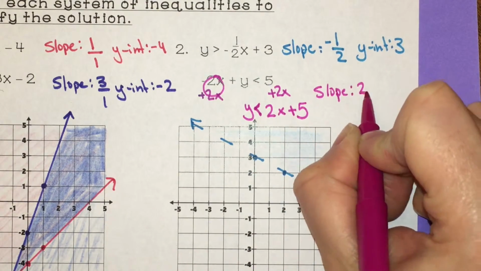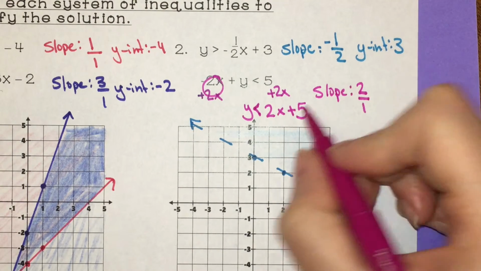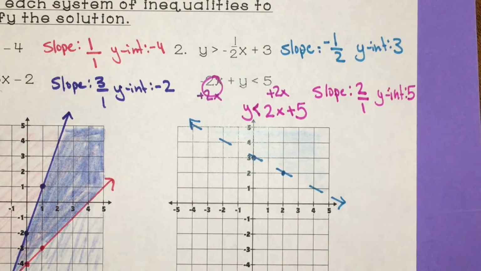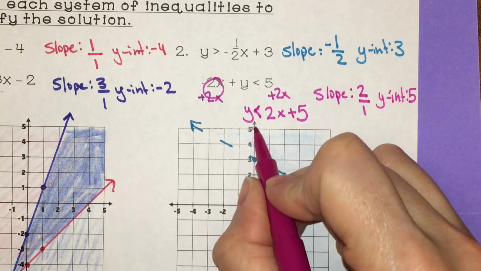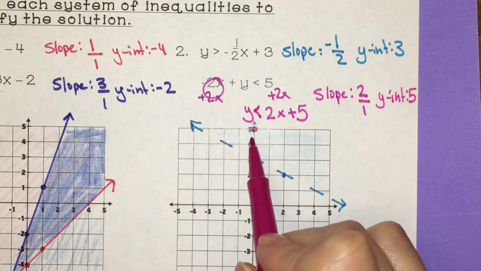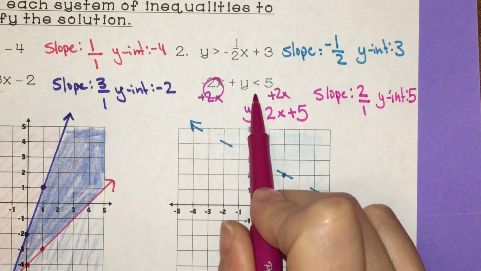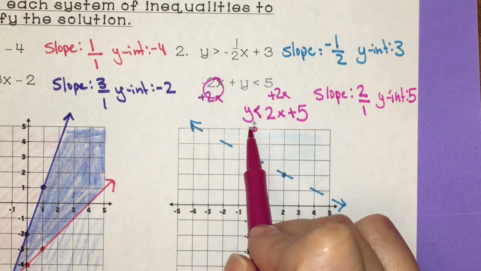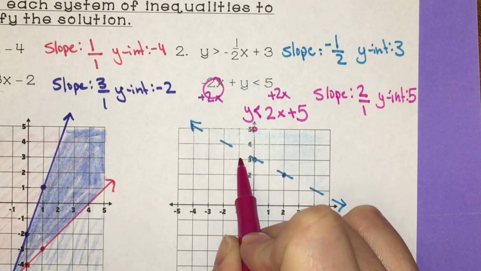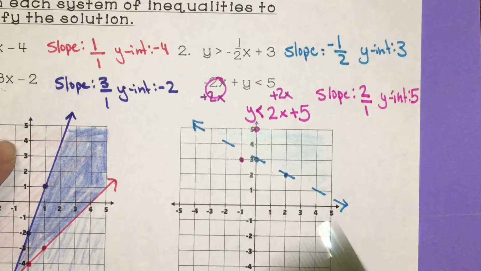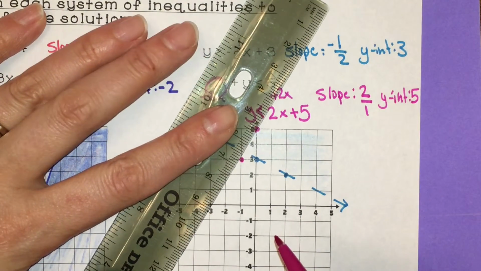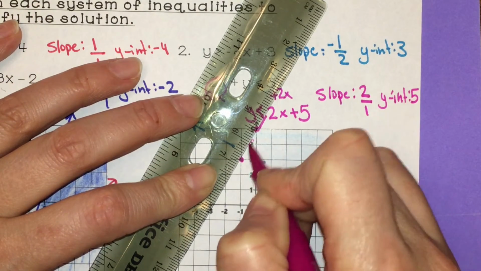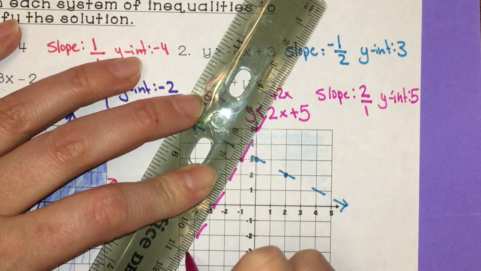Slope is positive 2. I'm going to put a 1 below it so it's in rise over run form. The y-intercept is positive 5. So it goes through the y-axis at 5. Slope, well, I can't rise 2 to the right, rise up 2 and then right 1. So I'm going to go down 2, left 1. That's the exact same thing as up 2 to the right 1. And it's y is less than, so it's going to be a dashed line also.